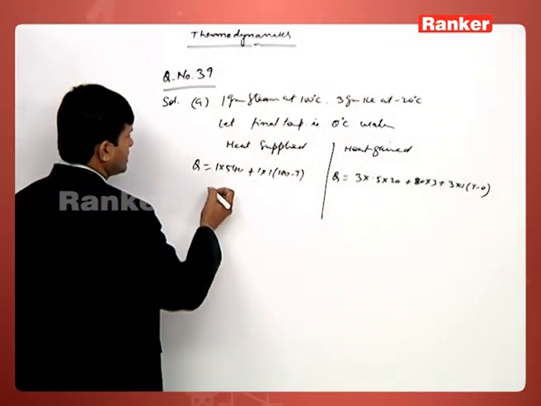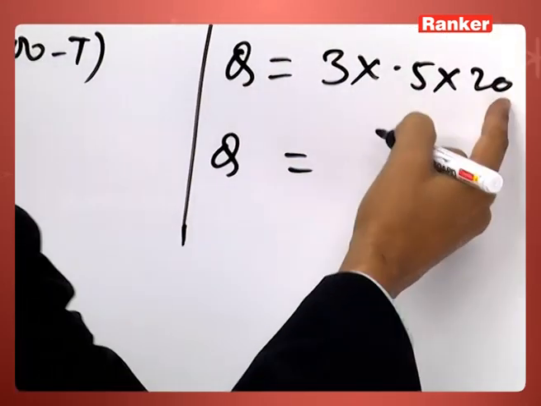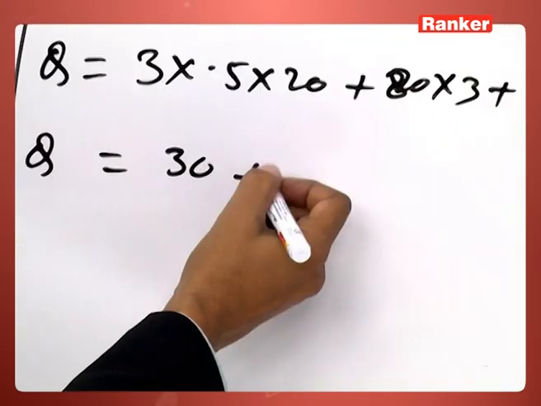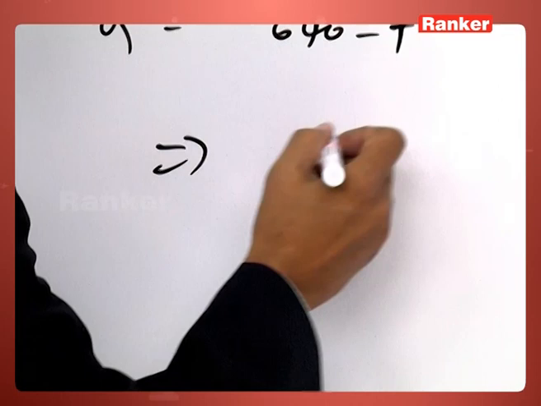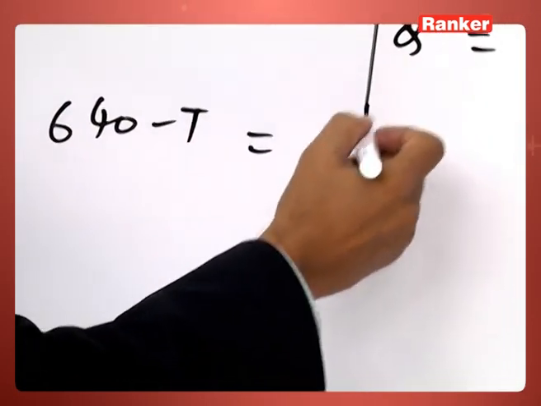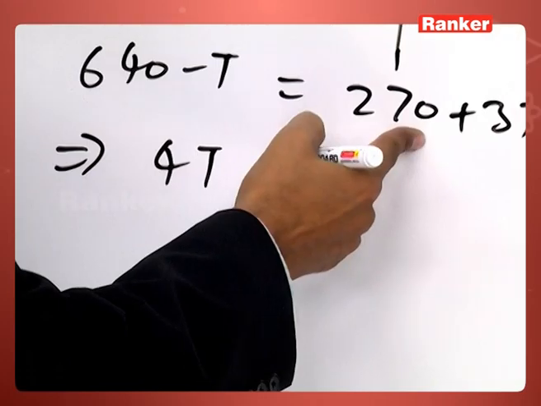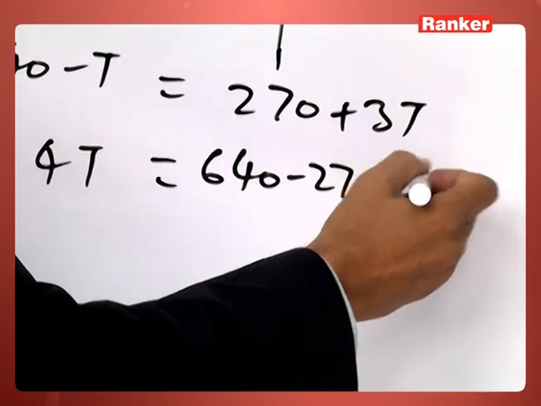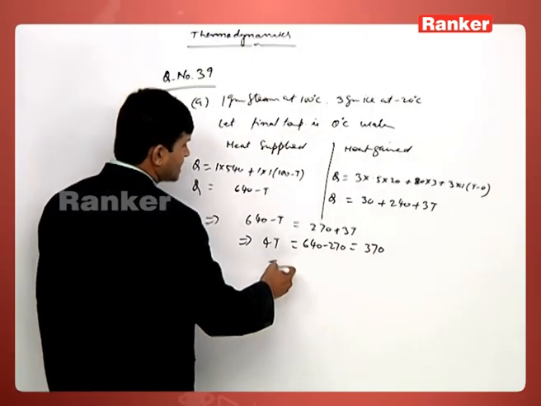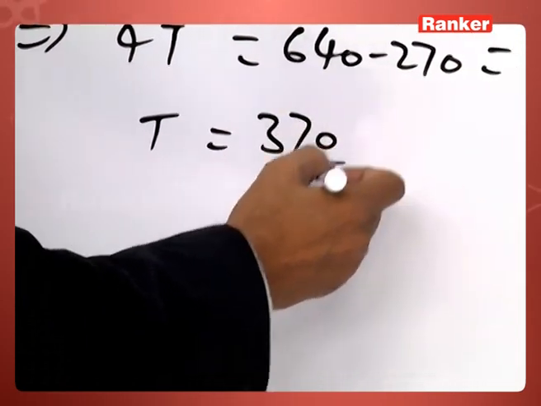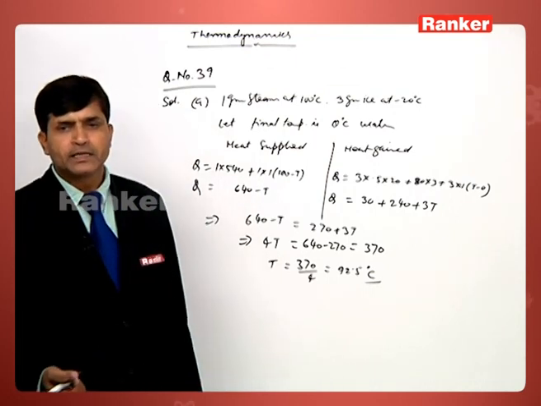Now we can simplify. This will be 540 plus 100 minus T, that is 640 minus T, and this is 30 plus 240 plus 3T. Now we can equate. 640 minus T is equal to 270 plus 3T. So 4T is equal to 640 minus 270, which is 370. So T is equal to 370 by 4, 92.5 degrees Celsius.